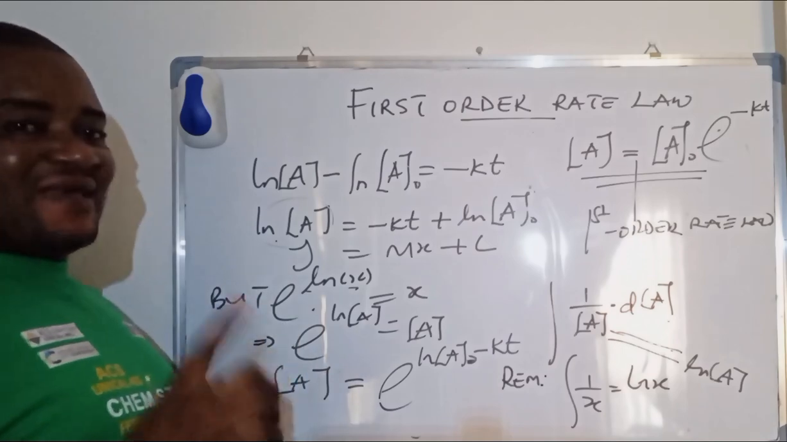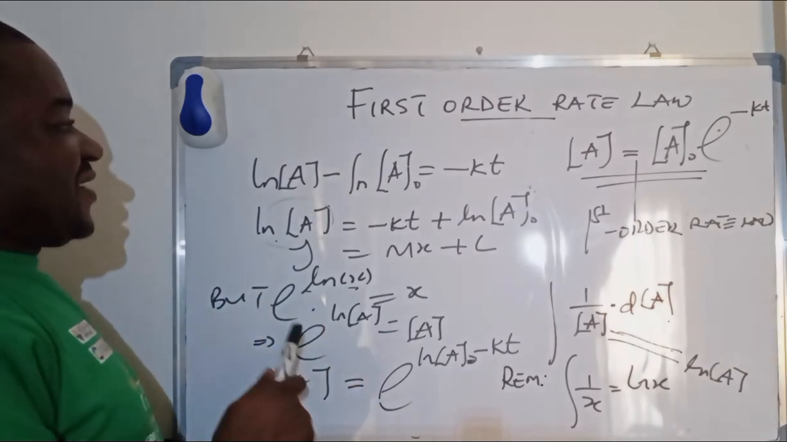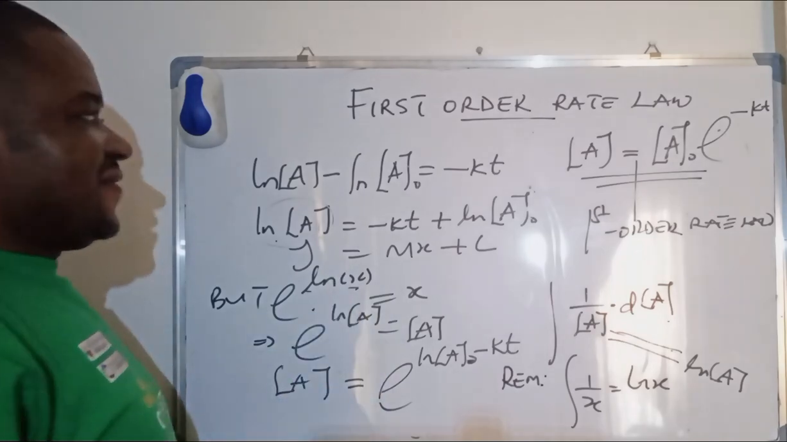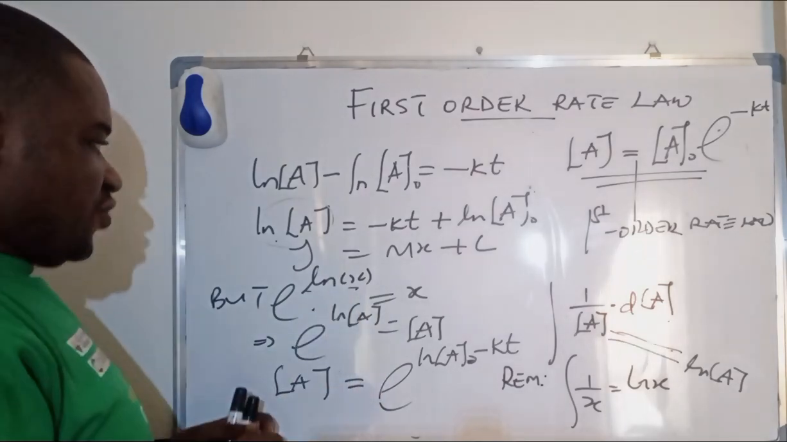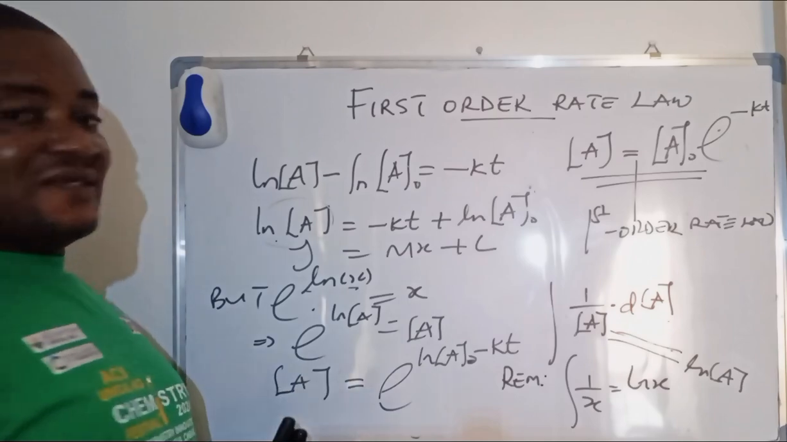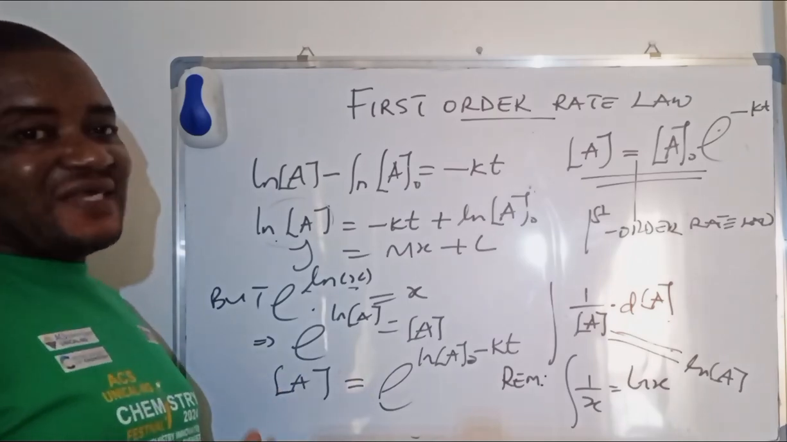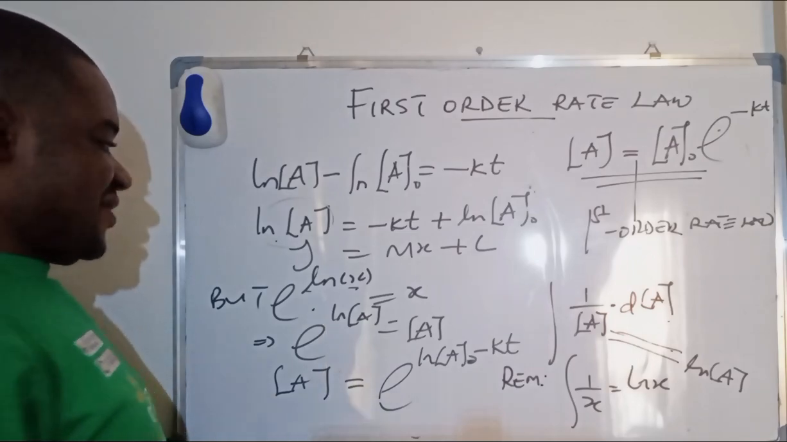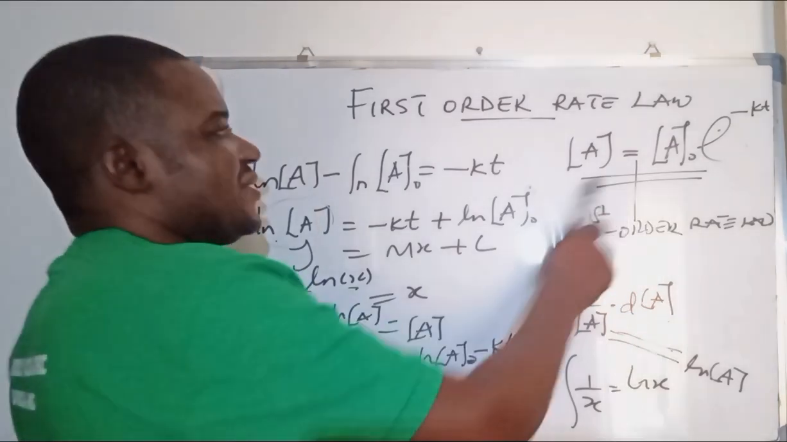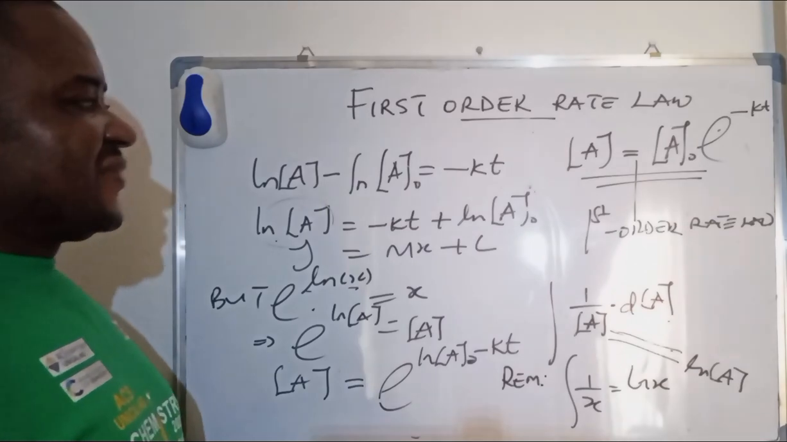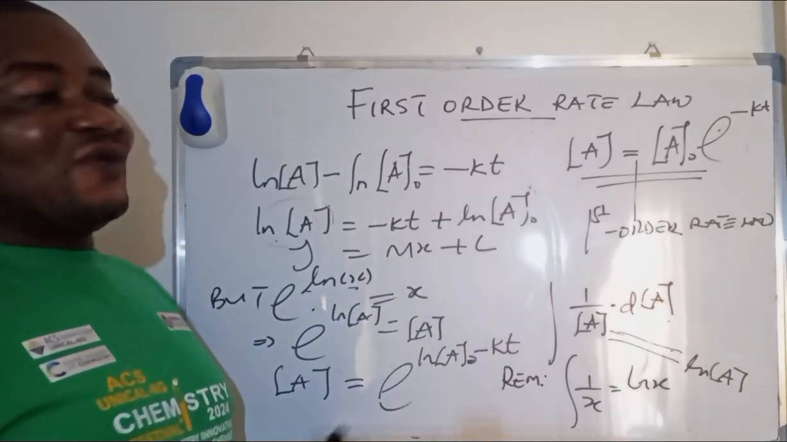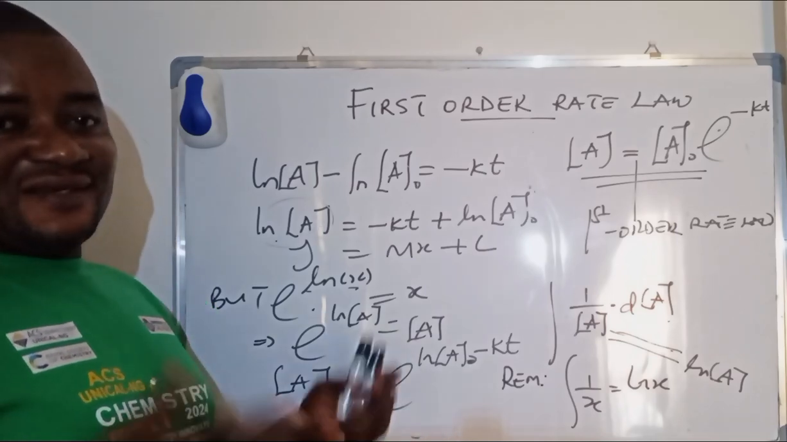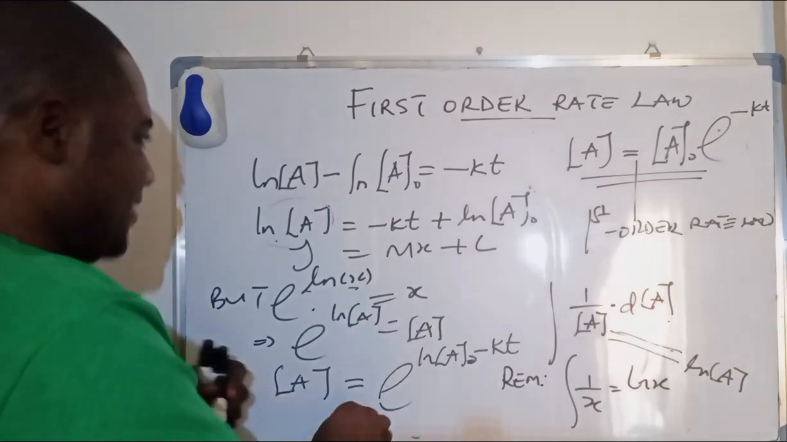All you need to bear in mind is that the difference between the zero order and the first order is that in the zero order our equation ends here, but in the first order we need a little bit of further mathematics to take us to where we want to go. Now at this point we can comfortably do a graph of this first order rate equation.